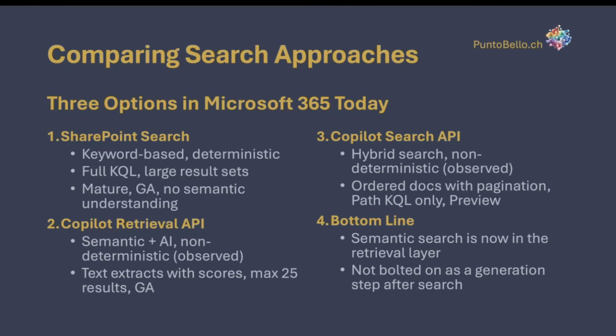Here's a quick comparison. SharePoint search, which we have known and used for 25 years, is keyword-based and deterministic. The Retrieval API brings semantic understanding, but appears non-deterministic in my testing, and it's also limited to 25 results. The Search API adds hybrid search with pagination, but only supports path filtering.